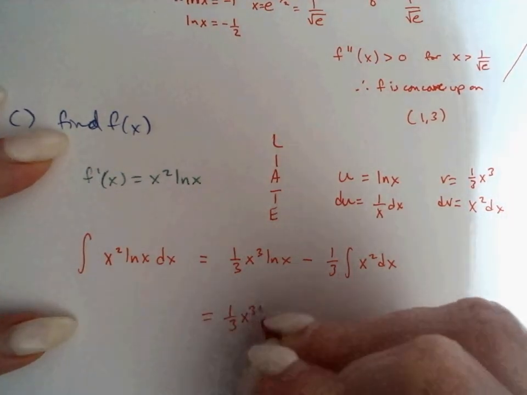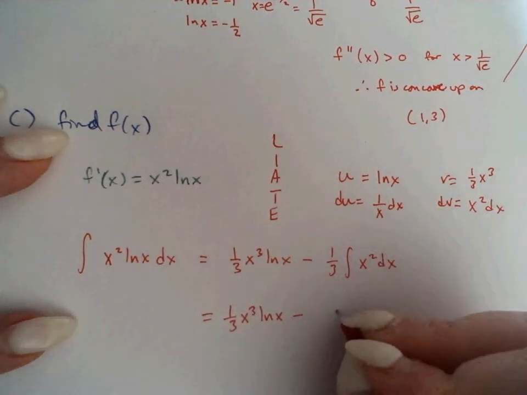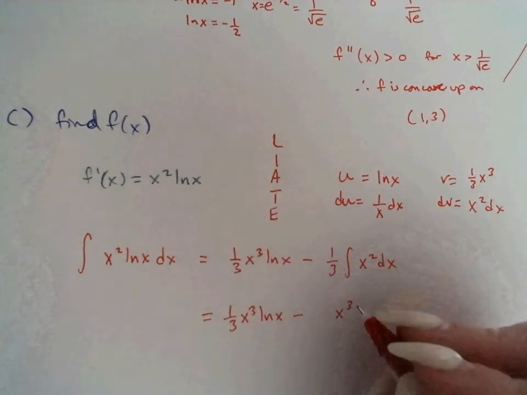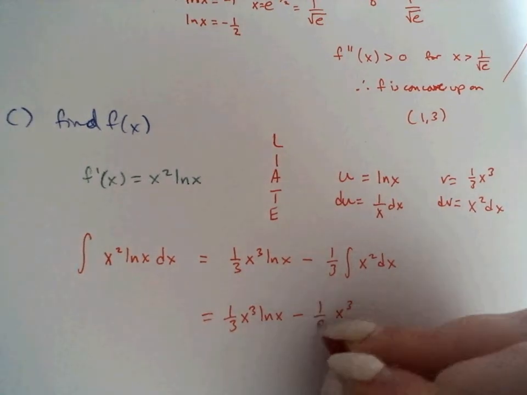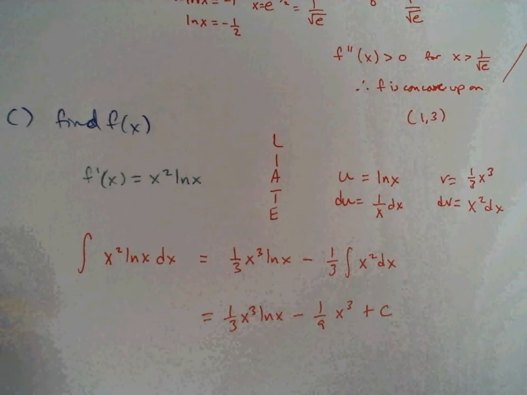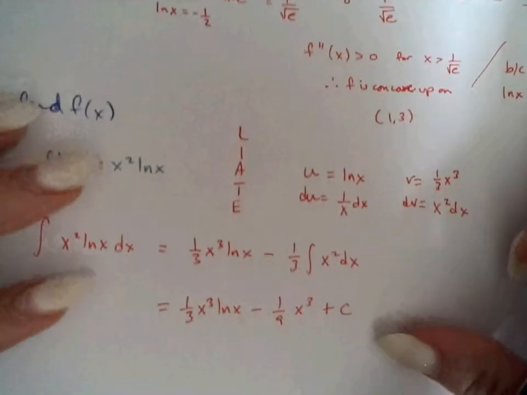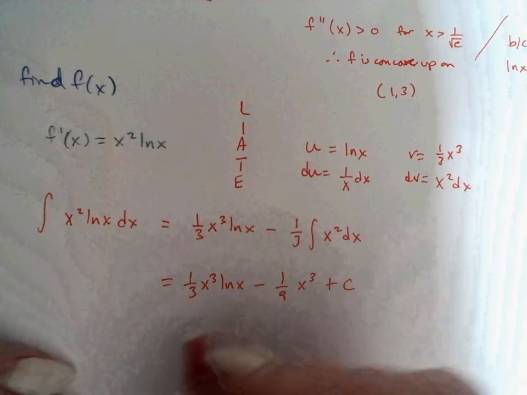Okay, well that I can antiderive. So that's going to be 1/3 x cubed natural log of x minus, add 1 to the power, divide by the new power, so it's going to be x cubed, add 1 to the power, divide, so that's going to be 1/9 x cubed plus c, and then I know that f of e equals 2.